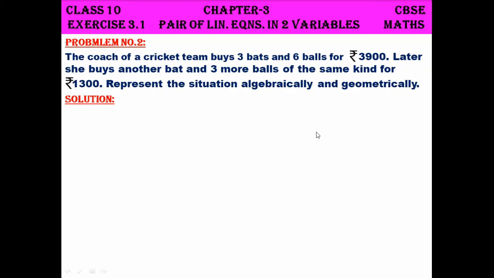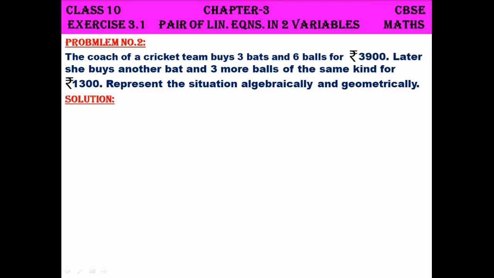Class 10 CBSE Maths Exercise 3.1 Problem number 2. The coach of a cricket team buys 3 bats and 6 balls for 3,900 rupees. Later she buys another bat and 3 more balls of the same kind for 1,300 rupees. Represent the situation algebraically and graphically.